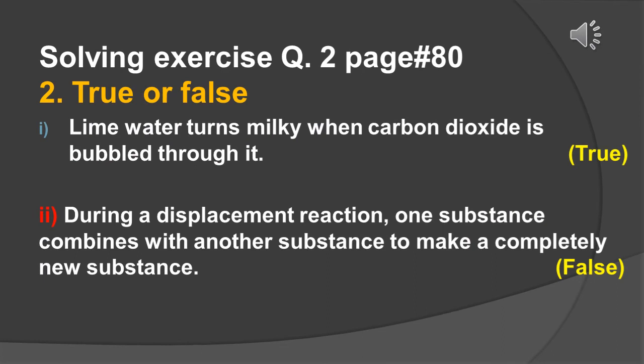Now we are going to solve question 2 of the exercise, in which we are asked to sort out true and false statements. The first statement of the question is 1. Lime water turns milky when carbon dioxide is bubbled through it. As we have gone through the experiment in the lesson, it looks true according to observations. The second statement is 2. During a displacement reaction, one substance combines with another substance to make a completely new substance. It is talking about a synthesis reaction, not about a displacement reaction, so the statement is false.